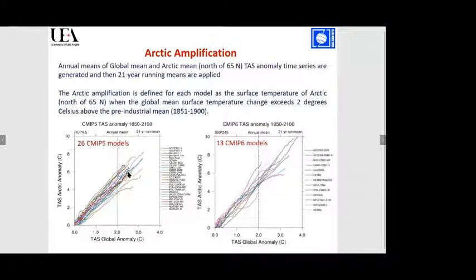And again, we can see that in the CMIP5 models, the global temperature at the end of the century is a maximum of up to 3.5 degrees. At the same time, the maximum Arctic amplification by the end of the century goes to 8 degrees Celsius. But in CMIP6 models, for some of the models at the end of the 21st century, we can see that the Arctic amplification may even reach 10 degrees Celsius compared to the pre-industrial mean.